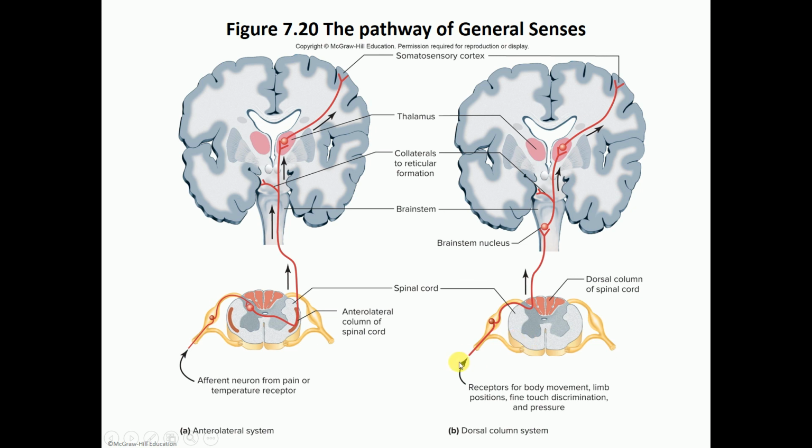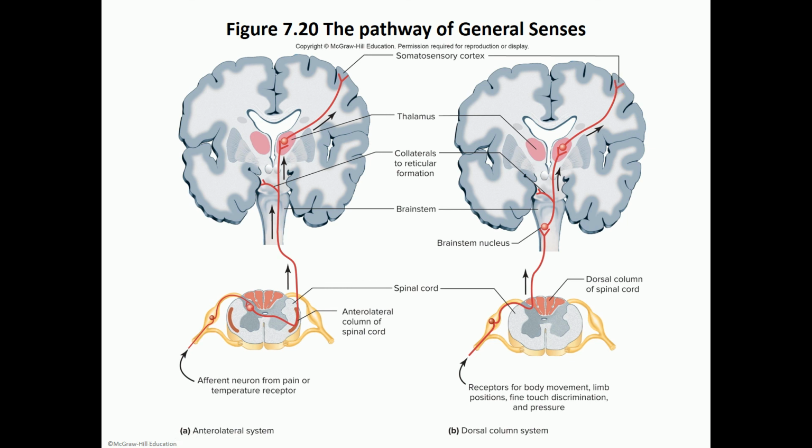Now, in the case of proprioception, fine touch discrimination, and pressure, it's almost the same, but just mild differences. So again, the first neuron has the receptor, taking that into the spinal cord, and ascends all the way until it reaches the brainstem. Notice here there was no crossover yet. Then in the brainstem, this is where it synapses with your second neuron. The second neuron crosses over to the opposite side and ends up in the thalamus. This is where it synapses with the 3rd neuron from the thalamus to the cerebral cortex.